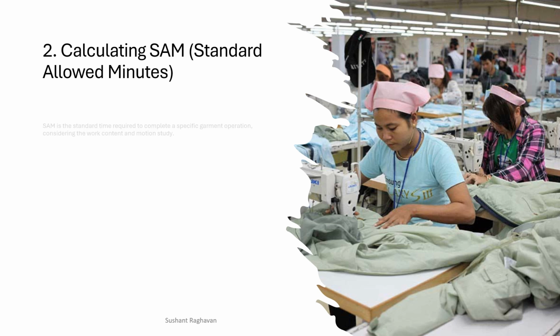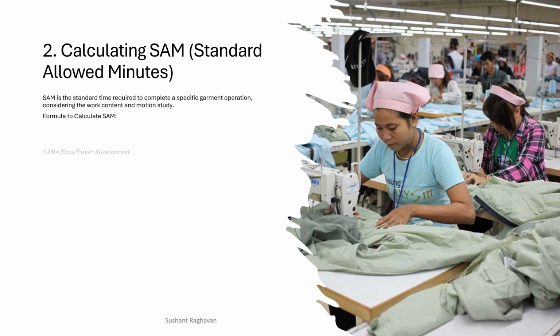Calculating SAM, Standard Allowed Minutes. SAM is the standard time required to complete a specific garment operation, considering the work content and motion study. Formula to calculate SAM is equal to basic time plus allowances.